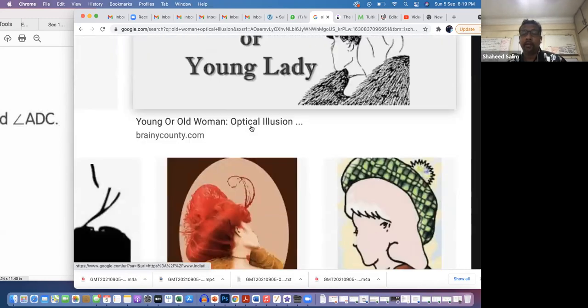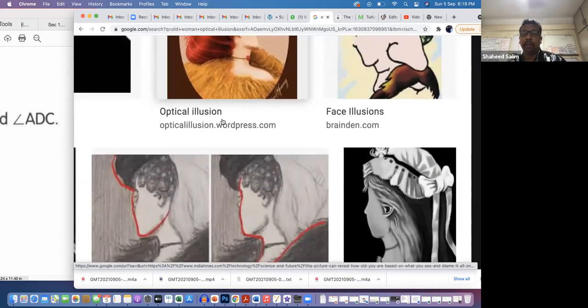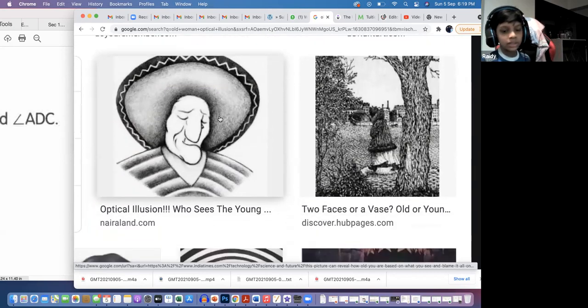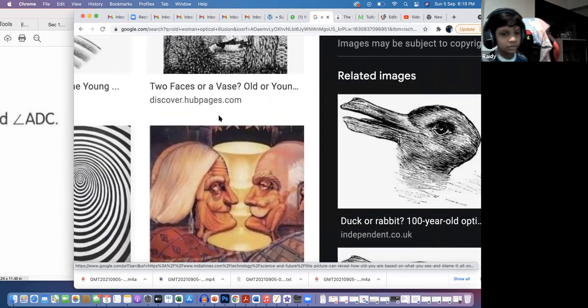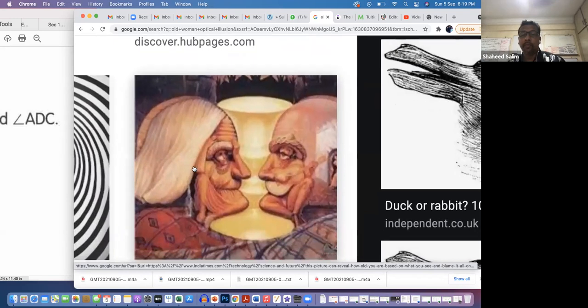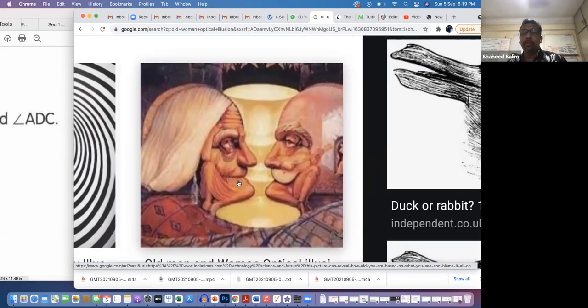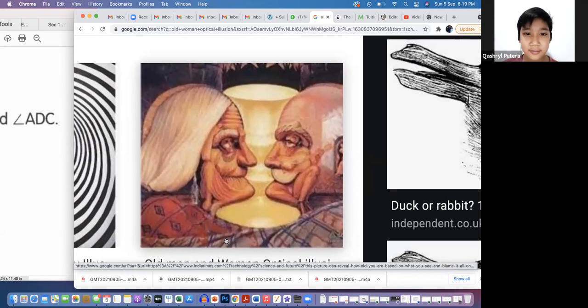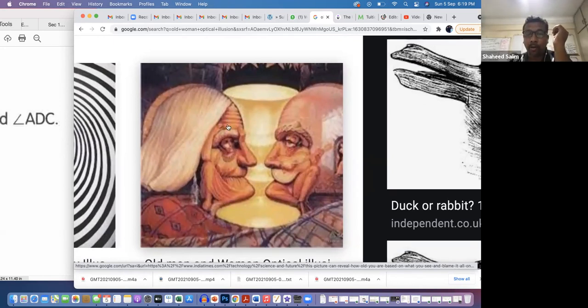Let me see. The one down here, this one is the same thing. I found an optical illusion before too. Yes, this is an optical illusion. Can you see this one? Yes, you all can see. What do you all see? Skeleton. Okay, means you see an old man and old woman.